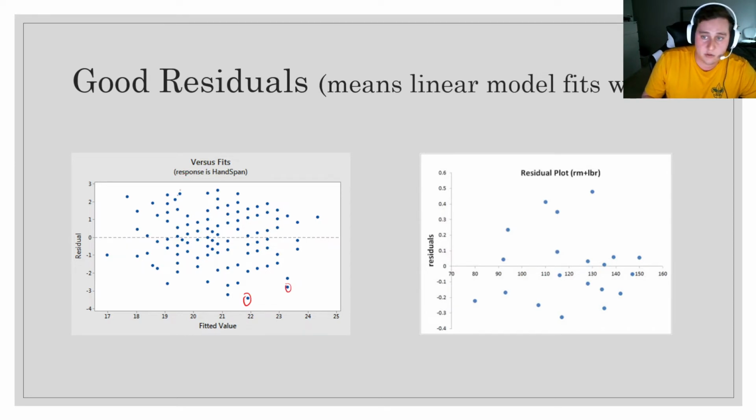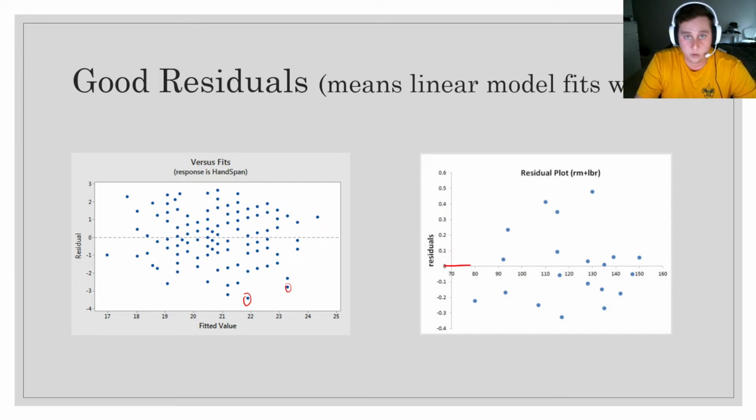But there's no pattern here. It really looks like someone took a fistful of SpaghettiOs and threw them at the wall. There is no pattern. Over here, it's the same thing. There's less data points, but it doesn't matter. They're all kind of randomly dispersed around this horizontal axis, which is 0. And if they're on 0, that means they're directly on the line of best fit.